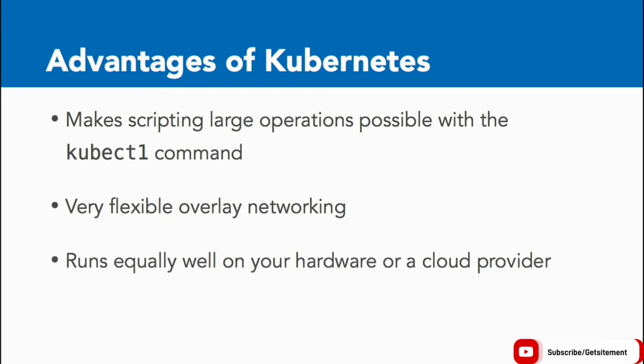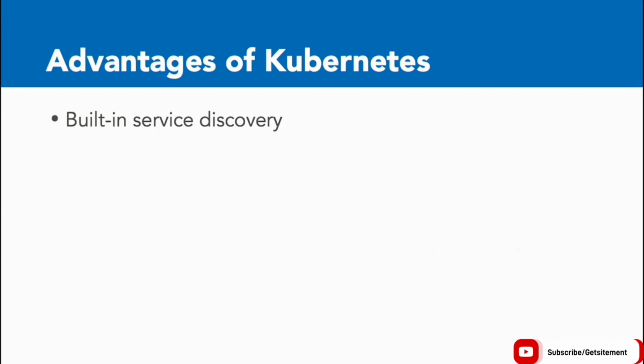Regardless of how things move around throughout your infrastructure, Kubernetes runs equally well on your hardware or on your cloud provider, or even across both of these. Its overlay networking system is quite well suited to a wide variety of deployment scenarios and it has service discovery built in. To get started, head over to kubernetes.io, head over to the documentation page and click to get started.